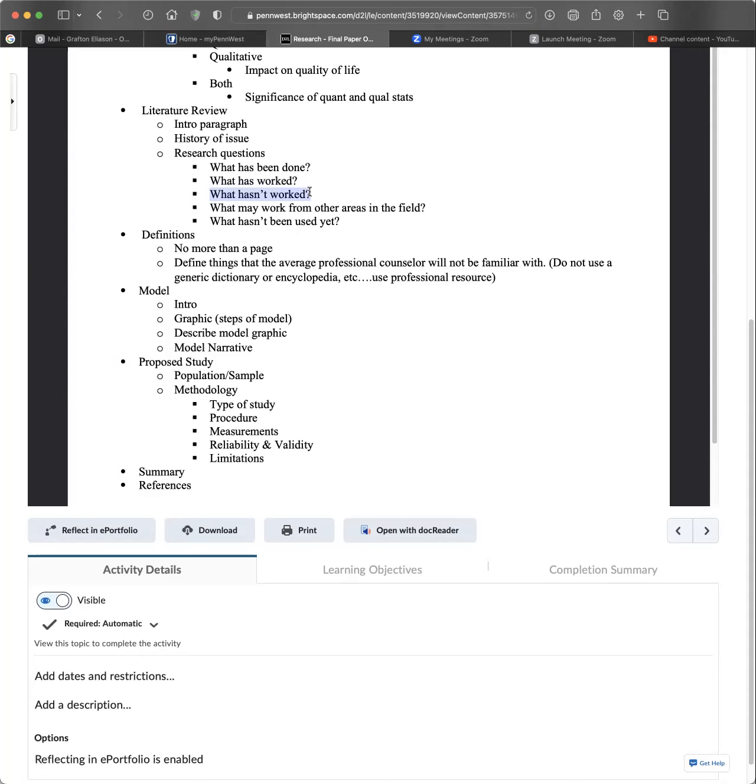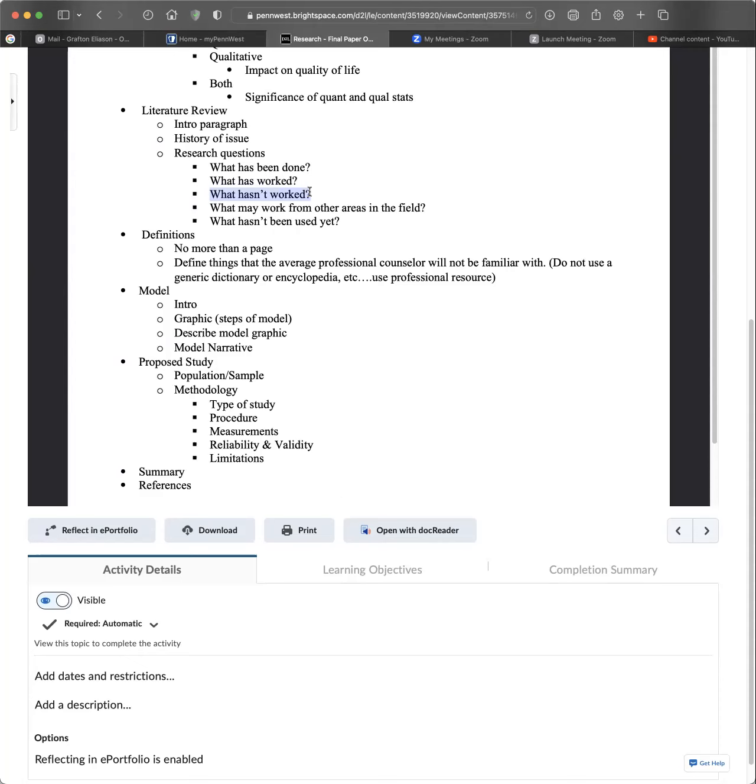Other ways to find things that haven't worked would include, they did a study comparing 2 different theories for the same population, but 2 groups. And one theory worked and one theory didn't. But those articles are pretty hard to find. So this may be a short paragraph. It could be longer, but it is most likely going to be the shortest part of your lit review.